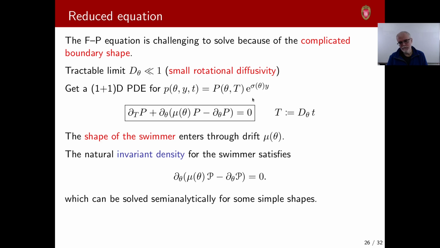Here, I'm not going to give you the details of what all these parameters are for, but the important thing is that the shape of the swimmer and the fact that it is in a channel is entirely encoded in this function mu of theta.